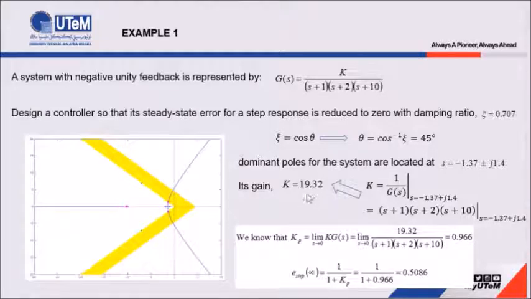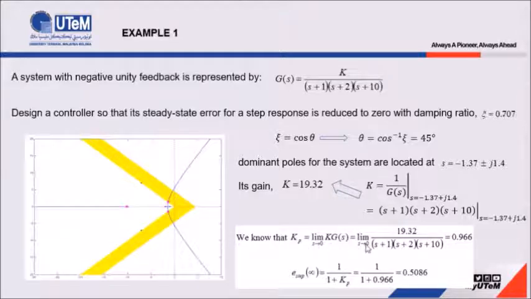Okay, after we know this value of K, we apply this formula. Because we want to eliminate the error, first we have to check the steady state error for the uncompensated system, that means the steady state error of the system without a controller. In order to check the steady state error, we just use this formula, Kp equal to the limit as s goes to 0 of KG(s). This is the formula that you have learned in the previous control system fundamentals, so please recall it. We just substitute this G(s) in this equation.